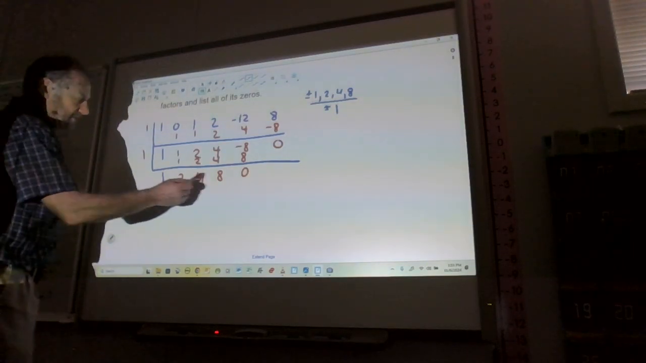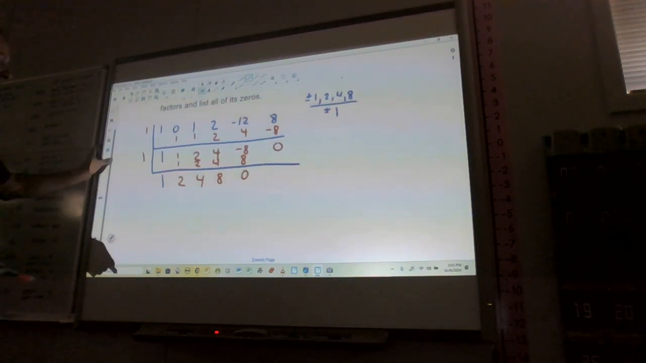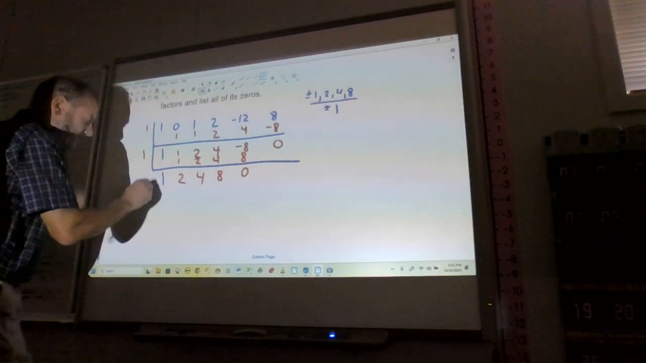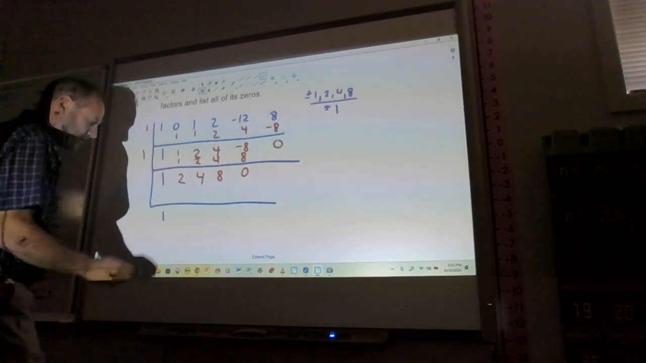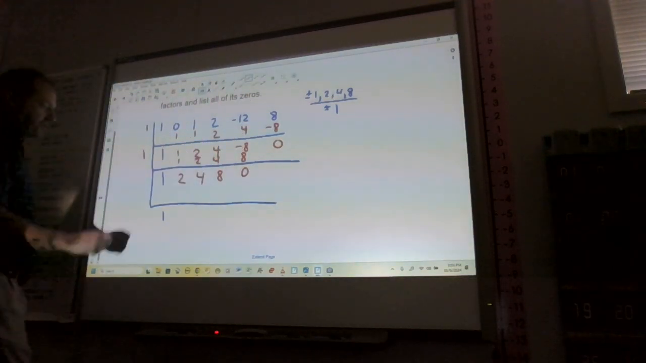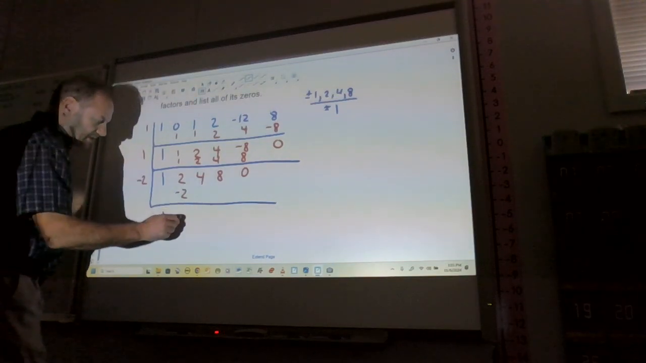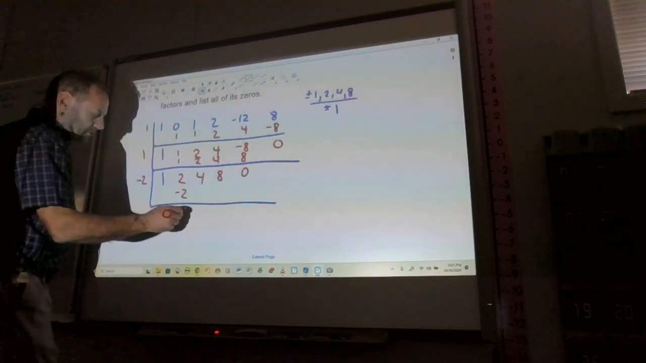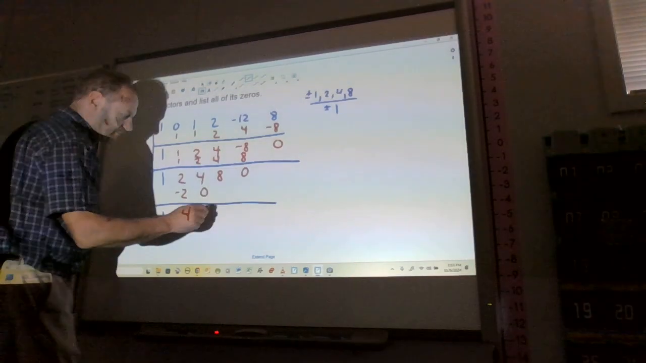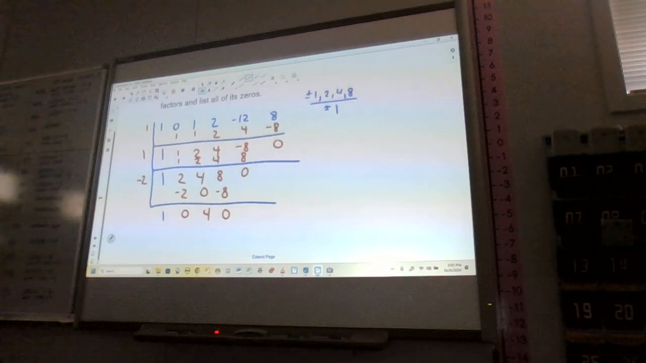All right, see how they're all positive? That means that the only thing coming out of there now is going to be negative. Okay, so we'll do another one. And we'll try a negative this time. How about a negative 2? Negative 2 times 1 is negative 2, which you add up, that's 0. Negative 2 times 0 is 0, that gives me 4. Negative 2 times 4 is negative 8, which is 0. So this has been pretty easy so far.